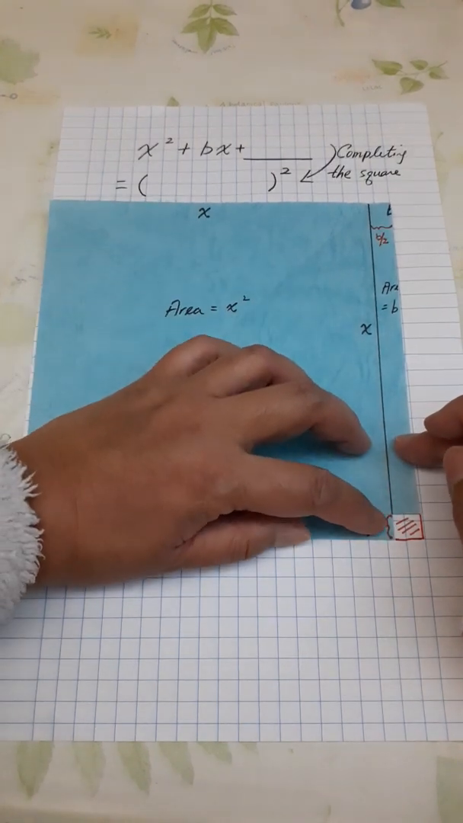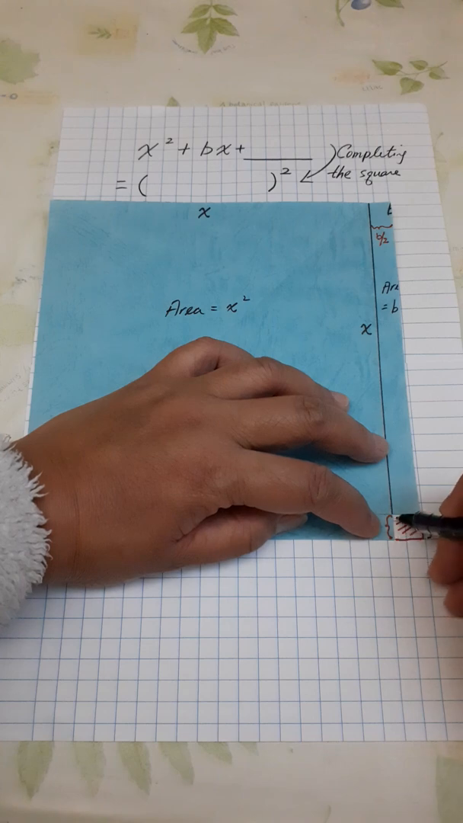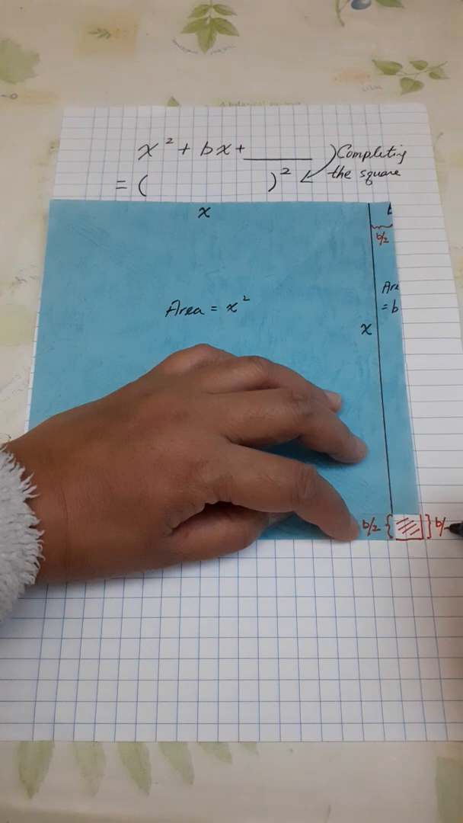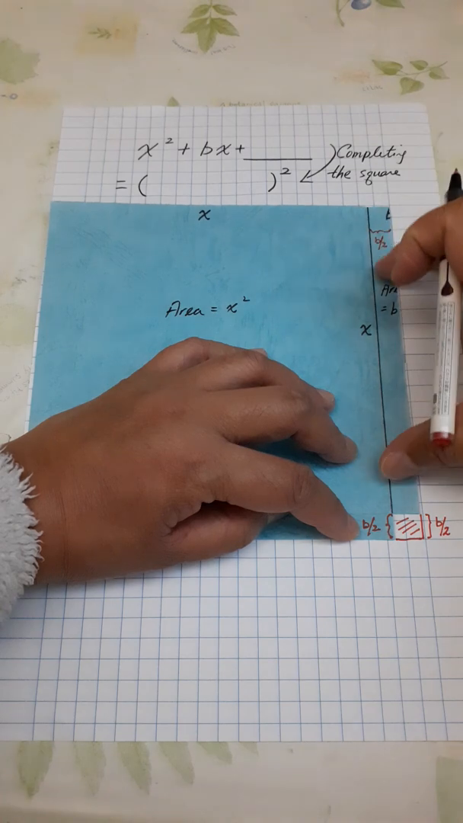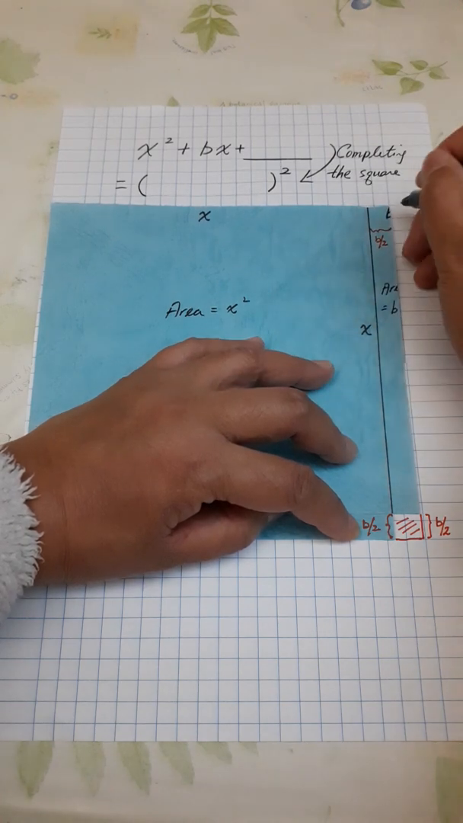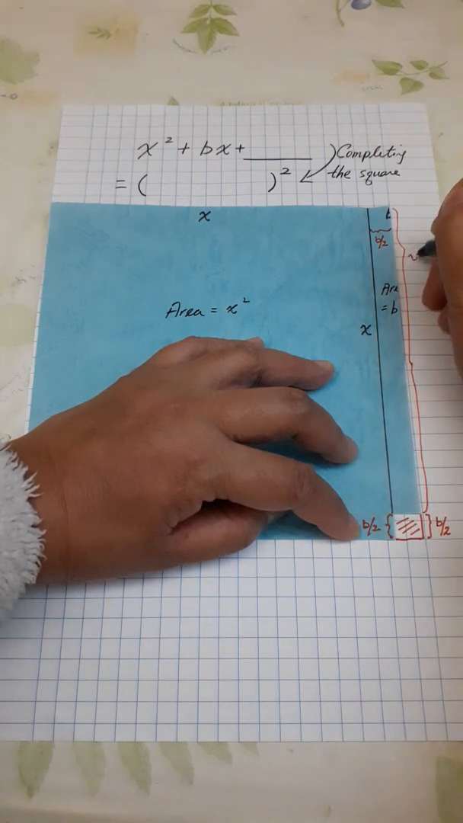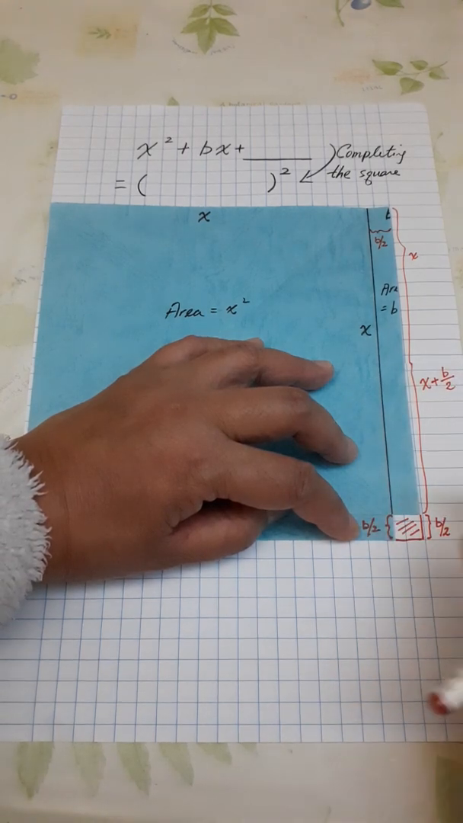Now you can see that this length here is the width of this rectangle. Therefore it is b over 2, right? And then this part is still the same, x here, right? Therefore altogether this length is x plus b over 2, right?